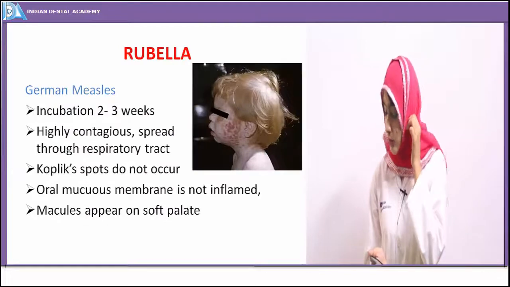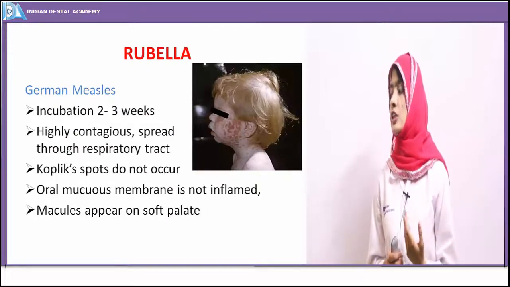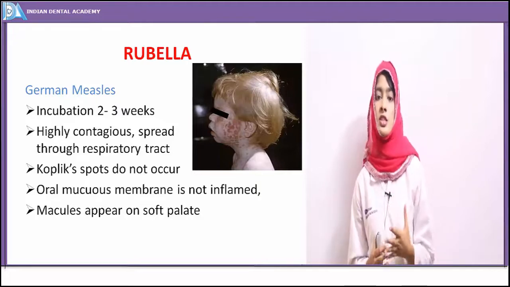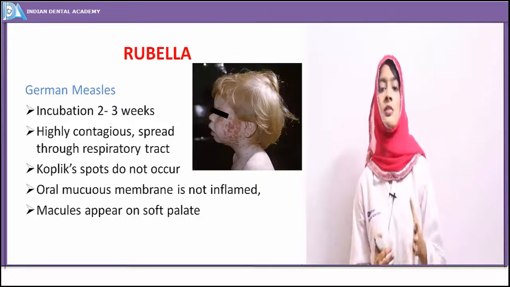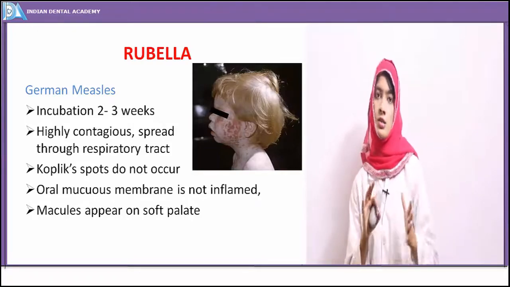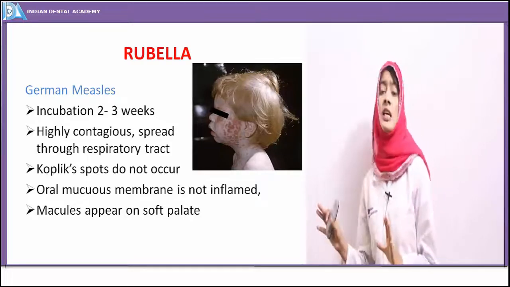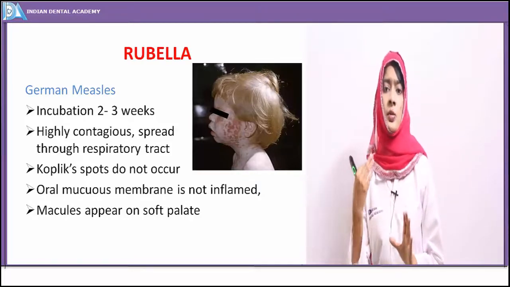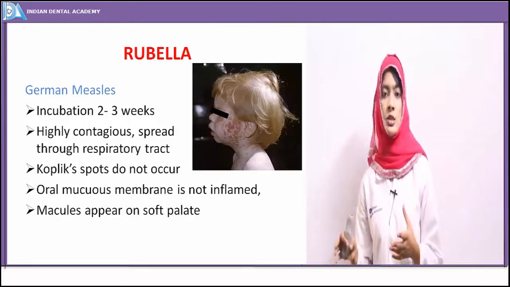So there is another common infectious disease called rubella. Rubella is nothing but the German measles, also known as the German measles. It is different from the regular measles infection in that here the Koplik spots do not occur. That is the only differentiating feature between the two. And rubella, specifically, the virus is transmitted from the mother to the child through the transplacental route.